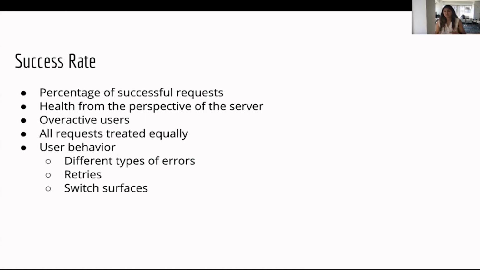Lastly, users tend to switch surfaces sometimes. If they aren't able to use Pinterest home feed, they might switch to search. And if they aren't able to use search, maybe they switch to home feed. Success rate somewhat captures this in counting the requests from different surfaces, but it doesn't capture how long users spend unsuccessfully trying to use a surface before they switch. All in all, success rate is a useful metric, but it doesn't necessarily represent the user's experience as well as it could.